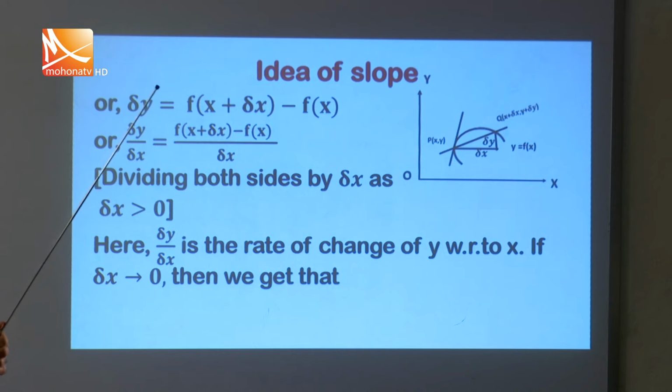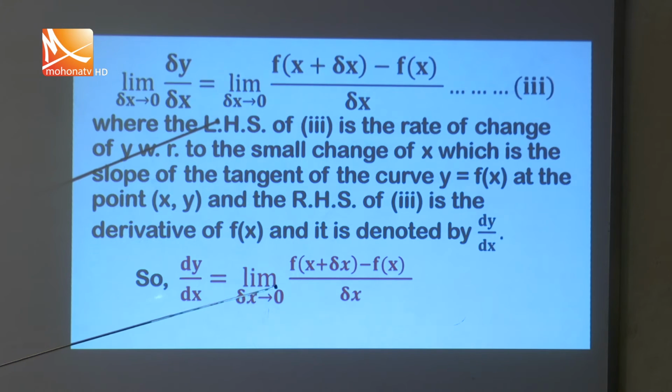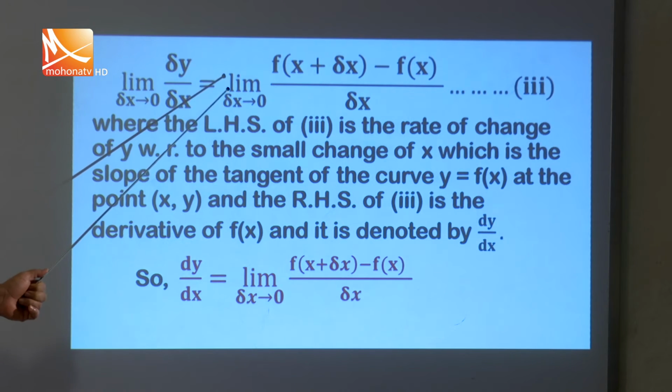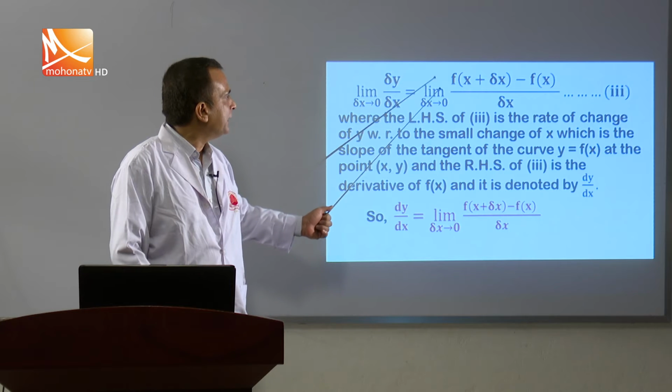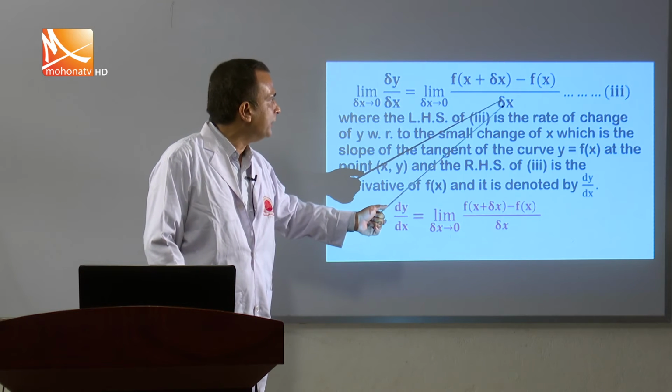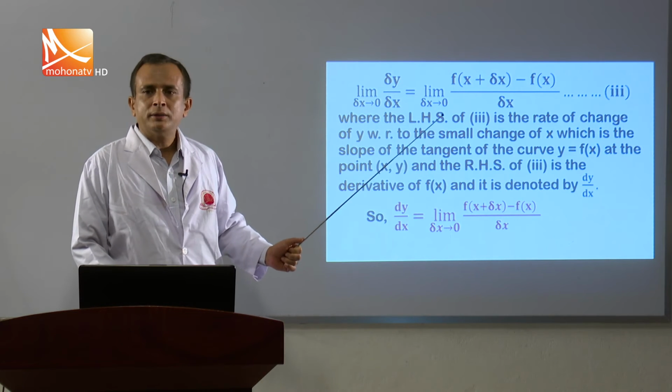Since Δx is greater than 0, we divide both sides by Δx. Δy/Δx = [f(x + Δx) − f(x)]/Δx. Here we see that Δy/Δx is the rate of change of y with respect to x. If Δx tends to 0, then what will happen? If Δx tends to 0, in the left-hand side, limit Δx tends to 0 of Δy/Δx, in the right-hand side limit of [f(x + Δx) − f(x)]/Δx. This is relation number 3.